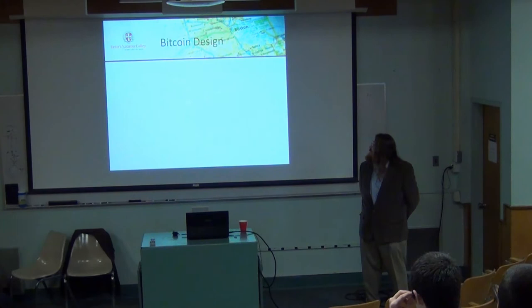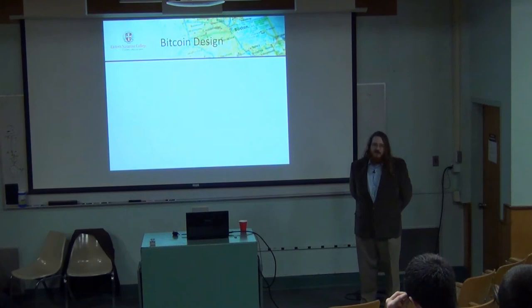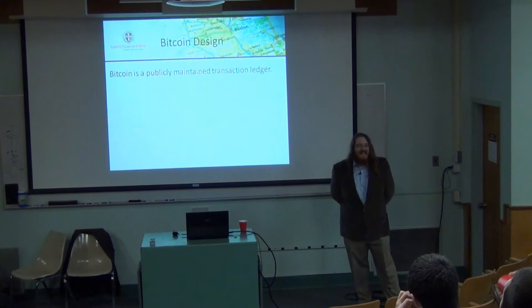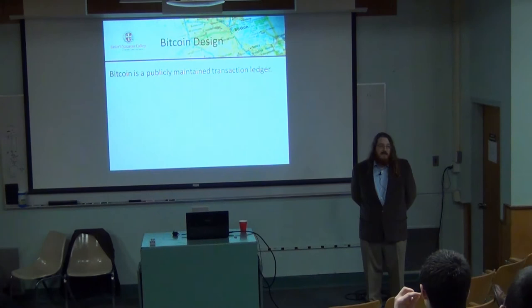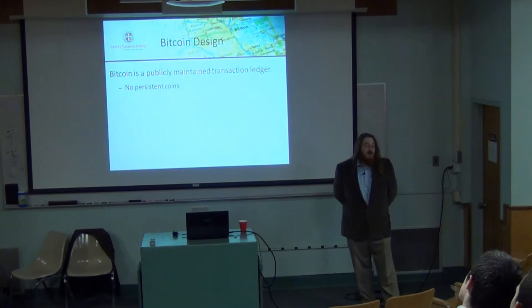So how does the design work? And this is actually quite fascinating, I think. It's a publicly maintained transaction ledger. In other words, it's just a record of transactions that a bunch of people work together at maintaining. And actually, anyone involved in the network can take part in the maintaining of this ledger. What's interesting is there's no persistent coins. In other words, there's no coin serial number. That doesn't exist.